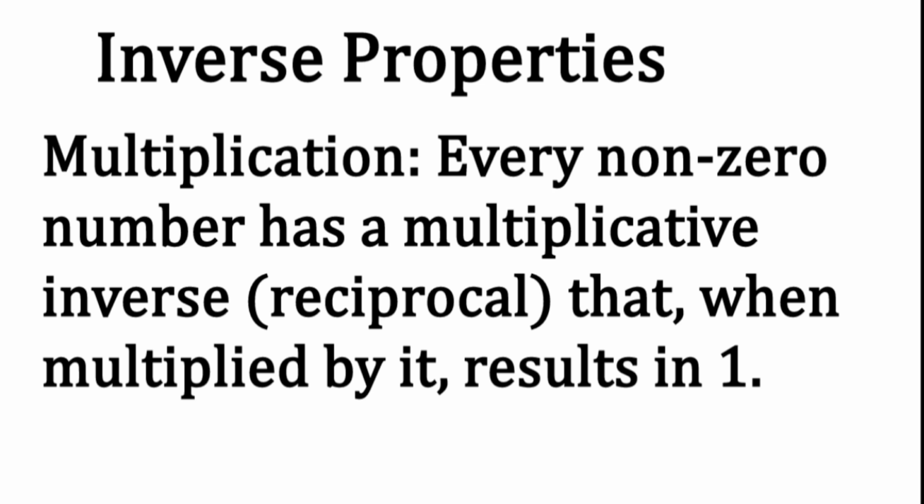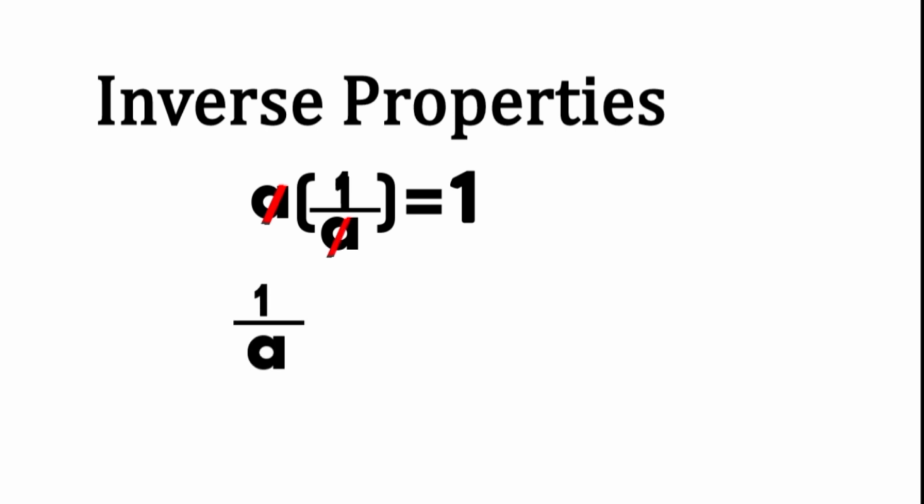For multiplication, every non-zero number has a multiplicative inverse. We call this the reciprocal. That is, when multiplied by it, the result is 1. So we have here a times 1 over a. a is cancelled here. So the answer is 1. For example, also we have here 1 over a multiplied by a. Cancel a. The result is 1.